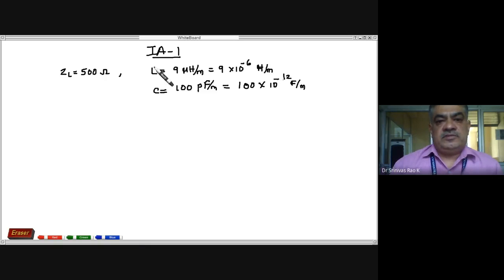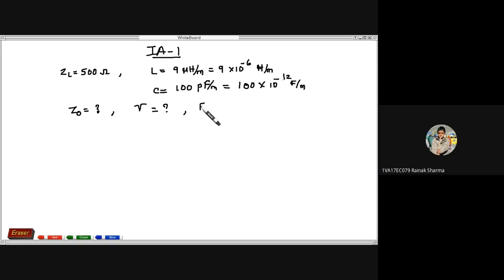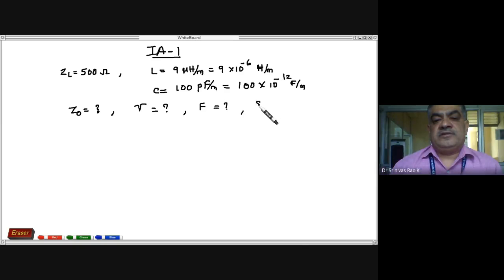So with this, what do we have to calculate? Our given data is this. First of all, we have to calculate Z0, the characteristic impedance. Then we have to calculate the phase coefficient. Then we have to calculate the frequency. Then we have to calculate SWR, that is standing wave ratio. So we have to calculate all 4 parameters.